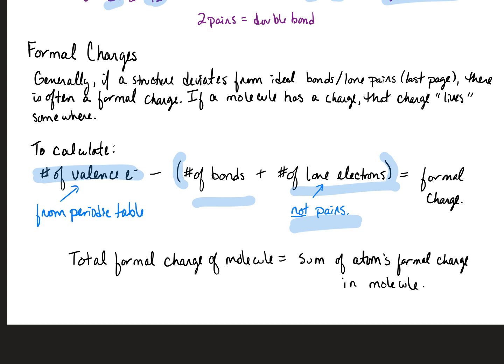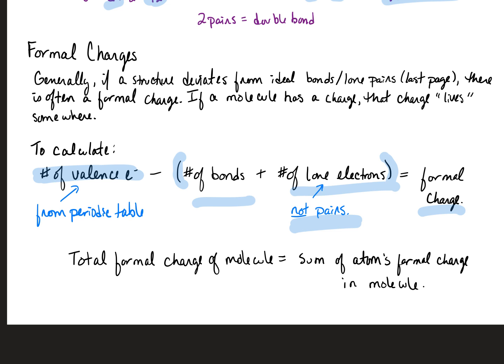When you're looking at this, it's the number of bonds: you count 1 electron for each bond for that atom. And then you total up the number of lone electrons it has, because it doesn't share those, they are all for it. And then subtract that from the number of valence electrons from the periodic table, because that would be your formal charge.